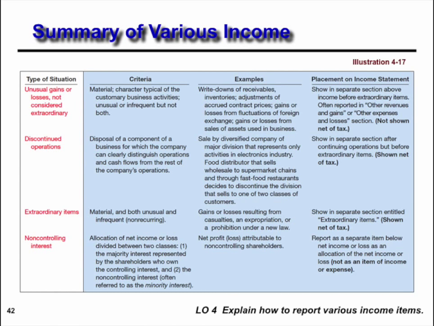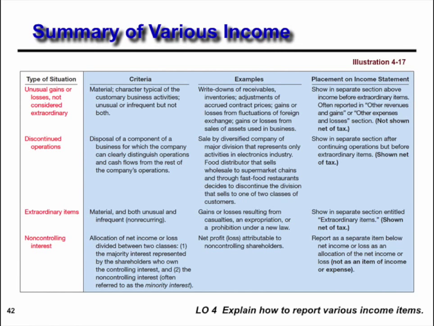Third is the extraordinary items, which are material and both unusual and infrequent. That's the difference between extraordinary items and unusual gains and losses. Examples of extraordinary items are gains and losses resulting from casualties and expropriation or prohibition under a new law. They are shown on the income statement as a separate section, extraordinary items, and they are shown net of tax.